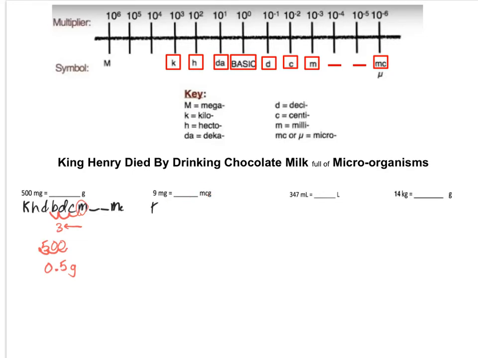So I'm going to do the King Henry died by drinking chocolate milk full of microorganisms. We're starting with milli, going to micro, so that's 1, 2, 3. We're moving 3 spaces to the right. That's describing how the decimal point's going to move. So I'm starting with 9, or 9.0. 1, 2, 3. We have 9,000. And that makes sense. There's a lot of micrograms in 1 milligram.